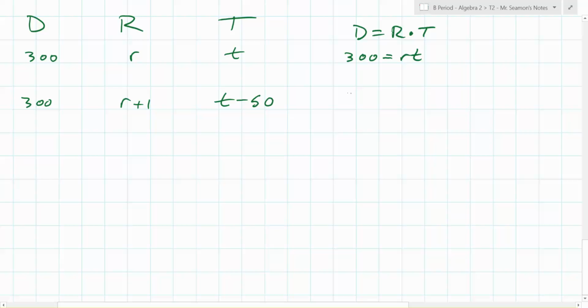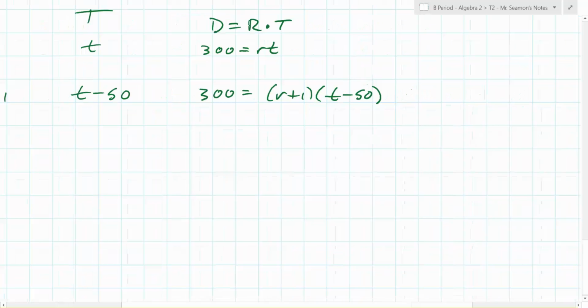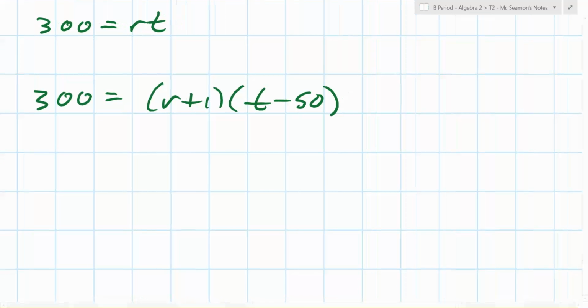What about the next line? 300 is equal to R plus 1 times T minus 50. So how many equations do you see right there? 2 equations. How many variables? 2. If you have 2 equations and 2 variables, theoretically you can solve it, and you want to think to yourself, we're in rational function land, so we should probably work with rational functions. So you have 300 is equal to RT, and 300 is equal to R plus 1 times T minus 50. What can you isolate right here?